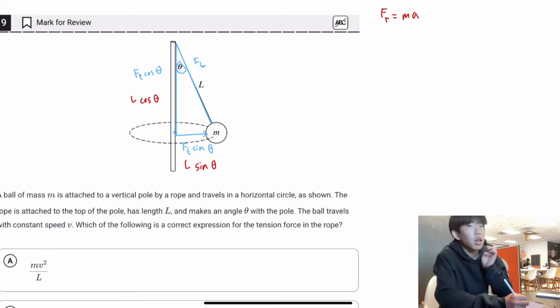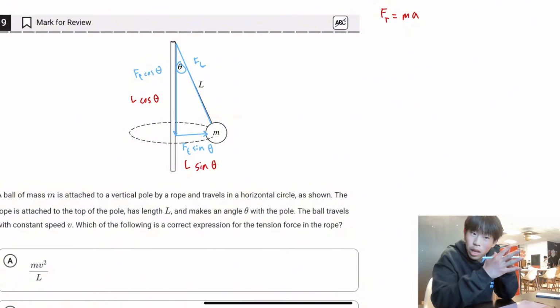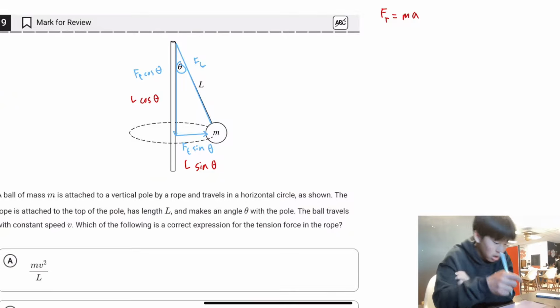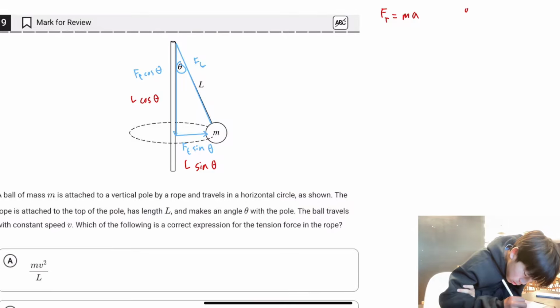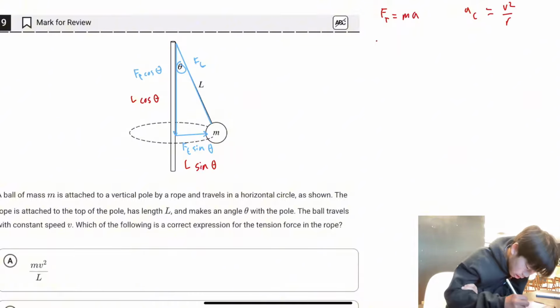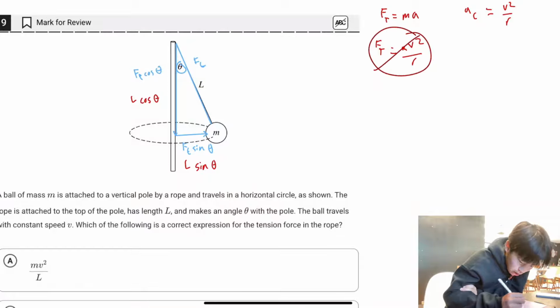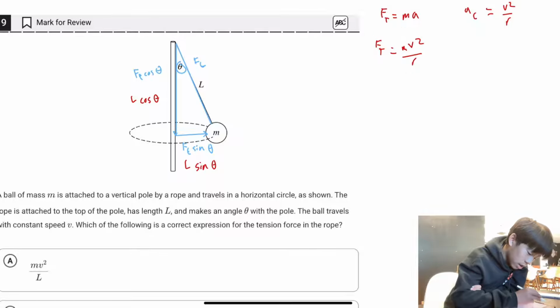So, we're not really given acceleration. Can we find any other way to find acceleration, like at all? We can use centripetal acceleration. It's equal to v squared over r. But we can't use it like how it is right now. Like if we just did this, it would be so wrong. I literally did this on the test and I was wrong. That's how I got it wrong.